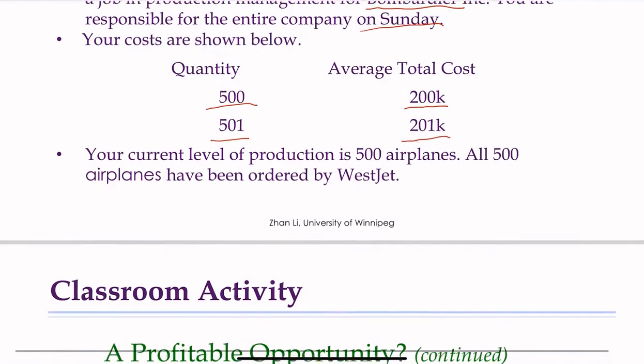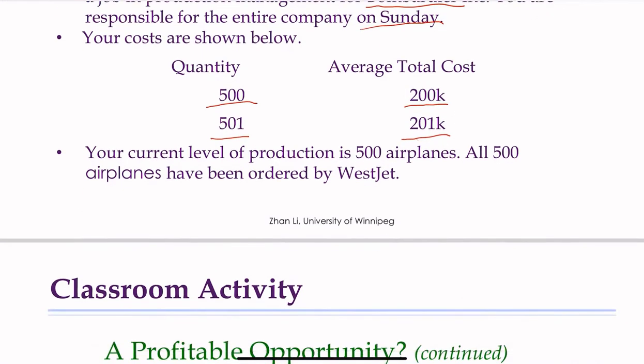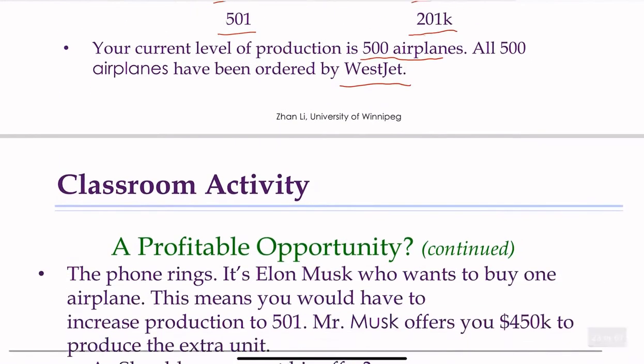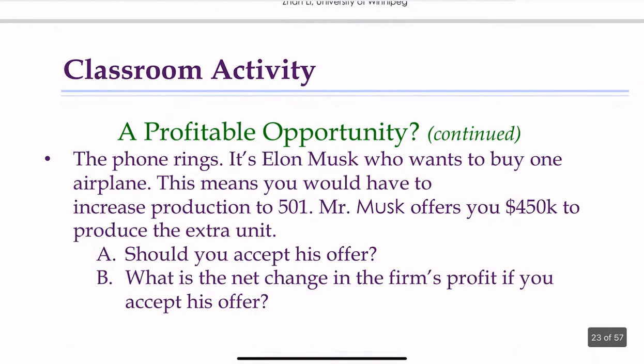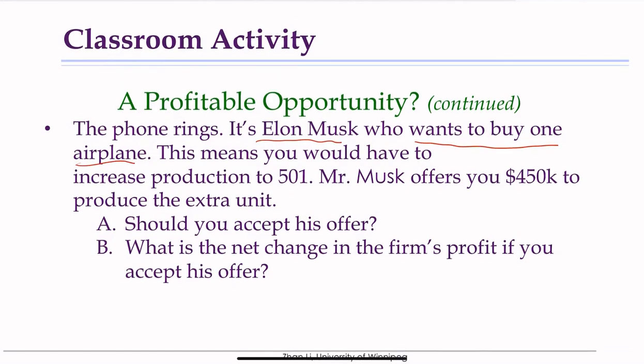Now let's say the firm is now producing 500 jets, and all 500 jets have been ordered by WestJet. And now Elon Musk wants to buy 1 airplane. Well, the firm is already producing 500 jets, and all jets have been bought by WestJet. So now you have to boost the production level to 501.